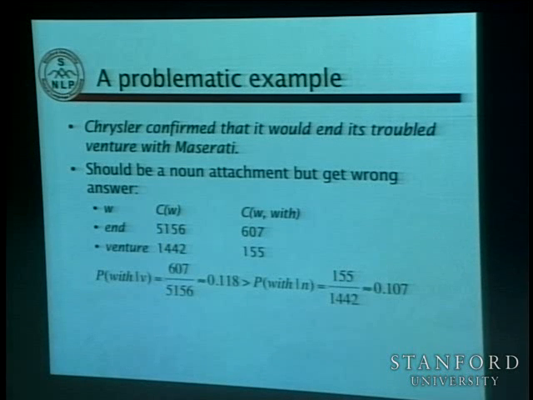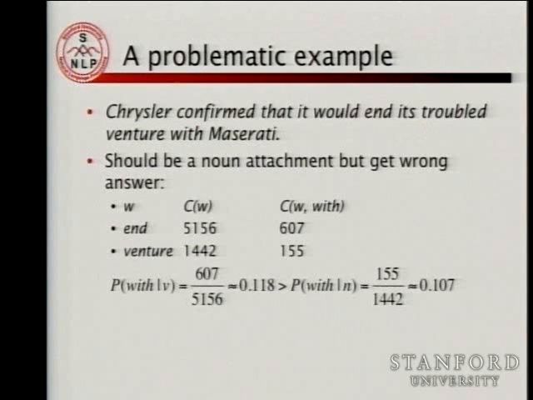Does this always work? Well, just doing that doesn't always work. So here's an example where it goes wrong. Chrysler confirmed that it would end its troubled venture with Maserati. I got some statistics calculated from a fairly big corpus: the counts of the words, and counts of the word co-occurring with. I do my divisions to get maximum likelihood estimate probabilities. And if I do that, it's close, but winning by a hair is end with, which occurs more often than venture with.